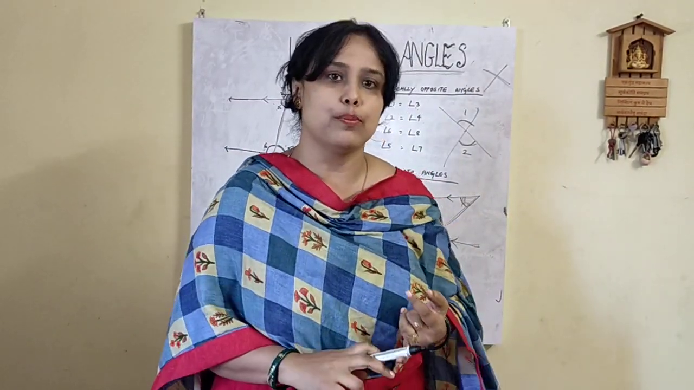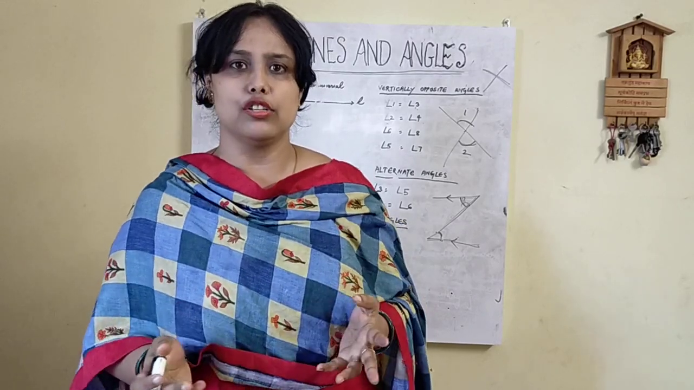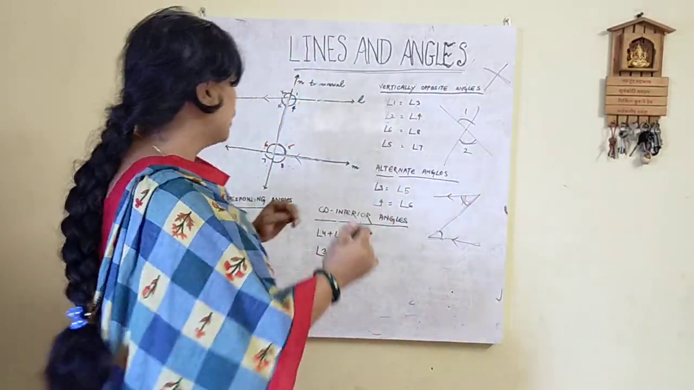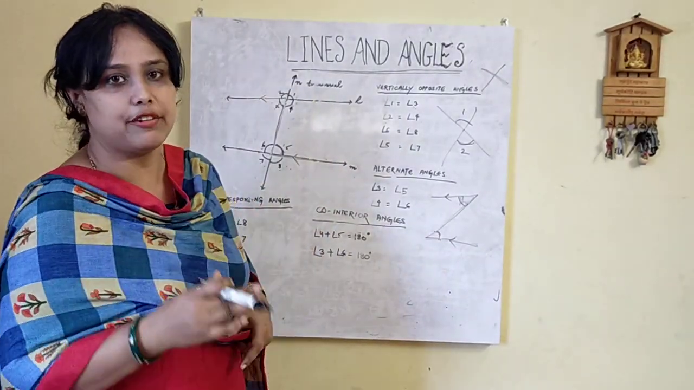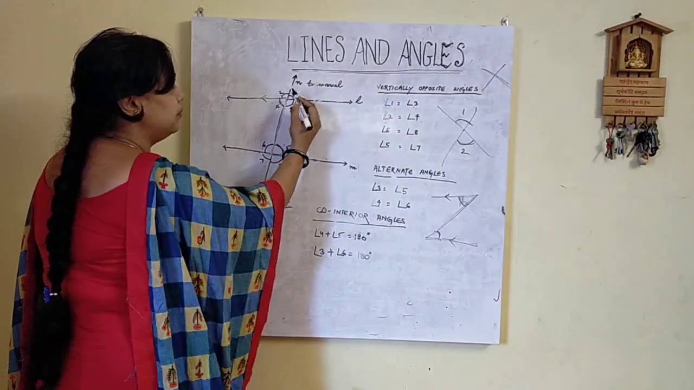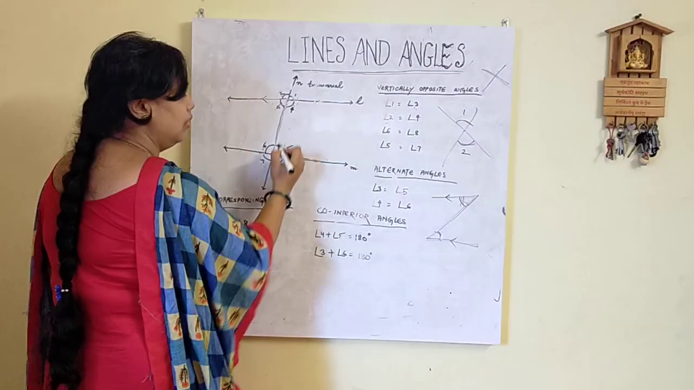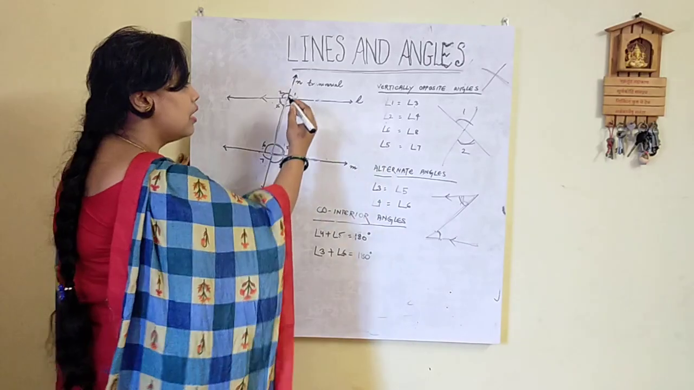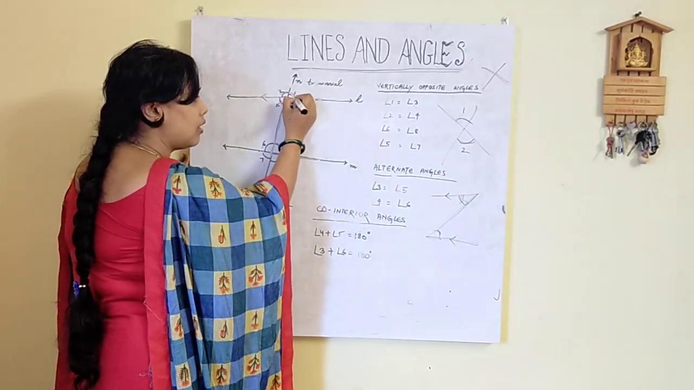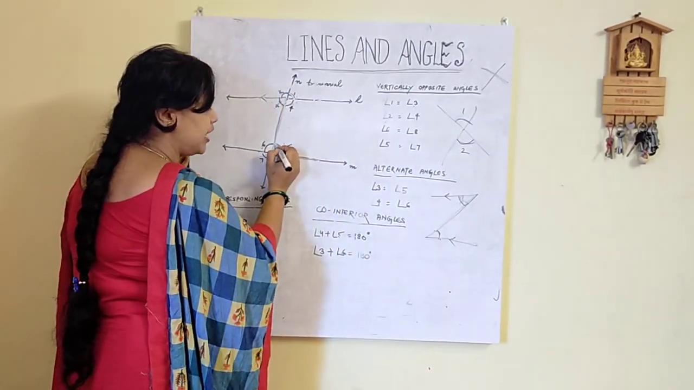Next come the corresponding angles. As the literal meaning suggests, corresponding means on the same side. Corresponding angles are formed on the same side of the transversal. Here, angle 1 and angle 5. Just observe minutely, students. Angle 1 and angle 5, which I am shading a little bit.